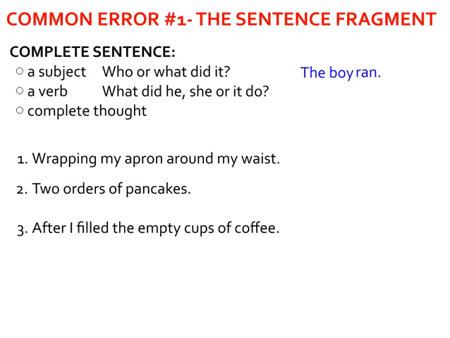Common error number 1 is the sentence fragment. A sentence fragment is a sentence that's missing either a subject, a verb, or is not a complete thought. A complete sentence has a subject, a verb, and is a complete thought. So let's look at a complete sentence. The boy ran. The way that you identify a subject is by asking yourself, who or what did it? Well, the boy did. The verb, an easy way to identify the verb, is what did he, she, or it do? The boy ran.